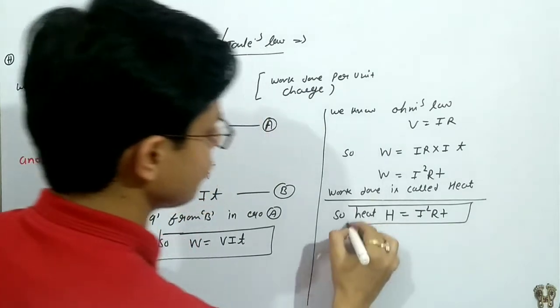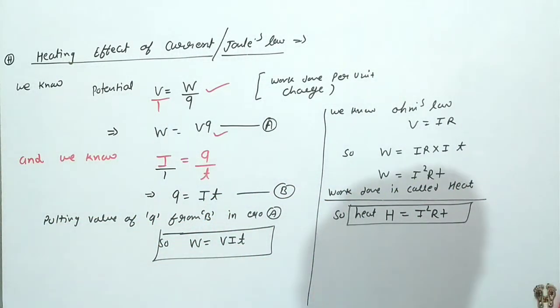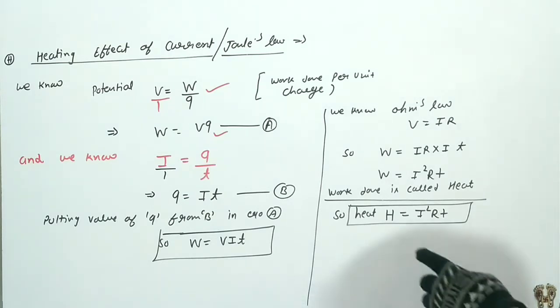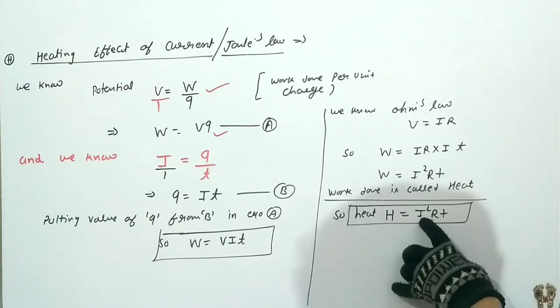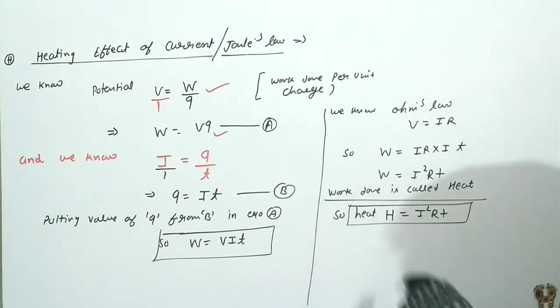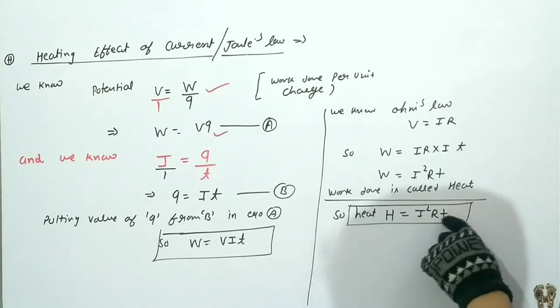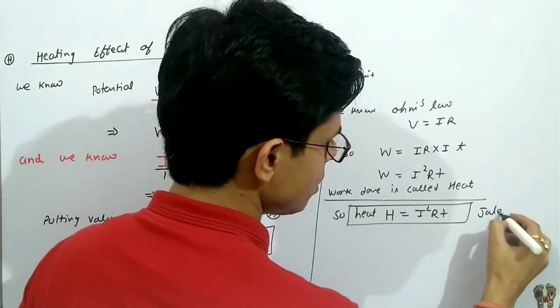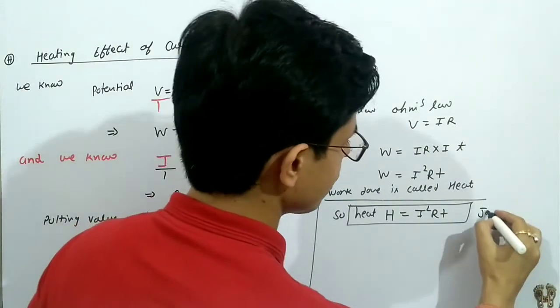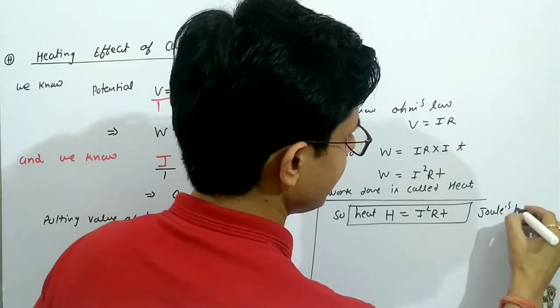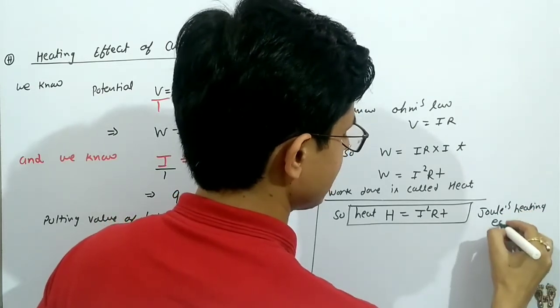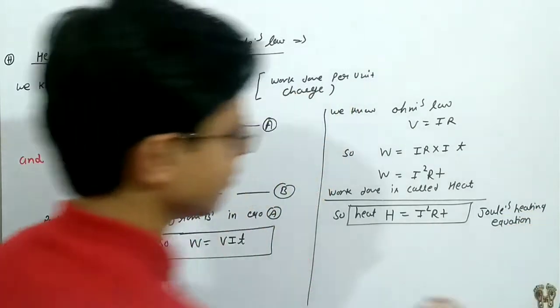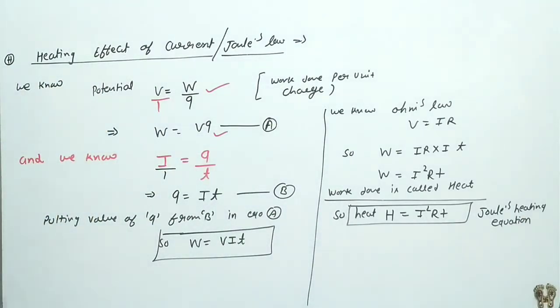This is the heat produced in that wire. When we connect that wire through a battery, this amount of heat will be produced in that wire. H equals I squared RT. How much heat will be produced? H equals I squared RT. This equation is called Joule's heating equation.